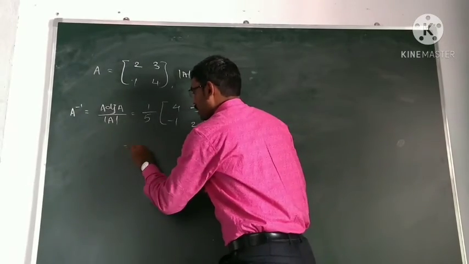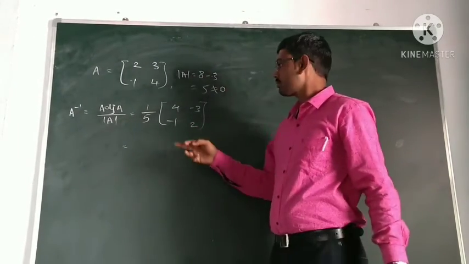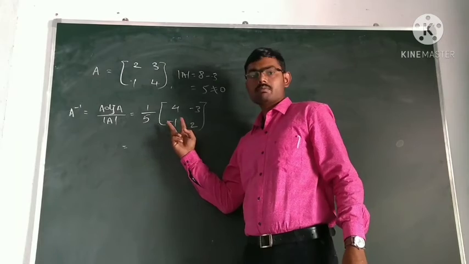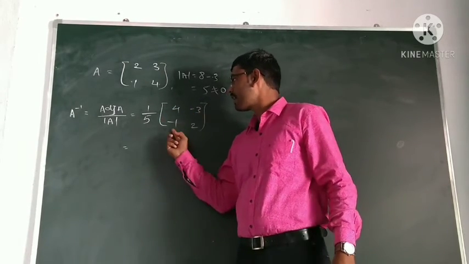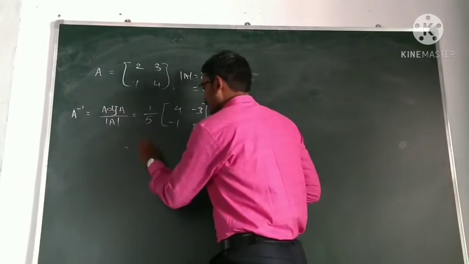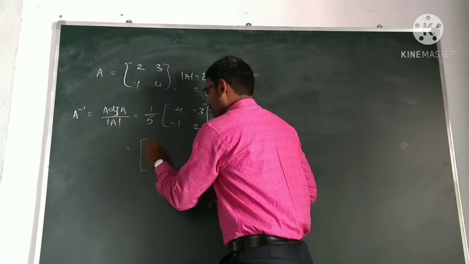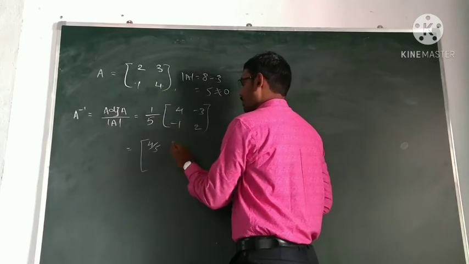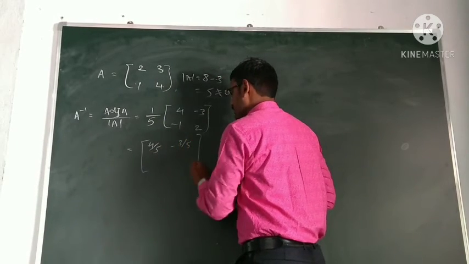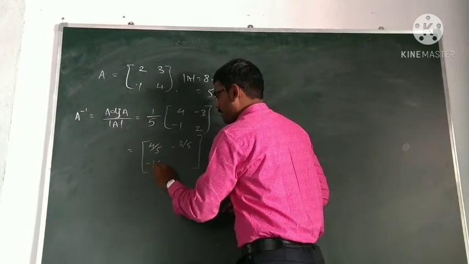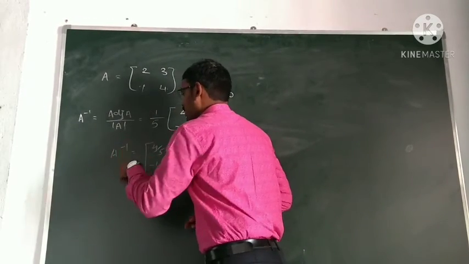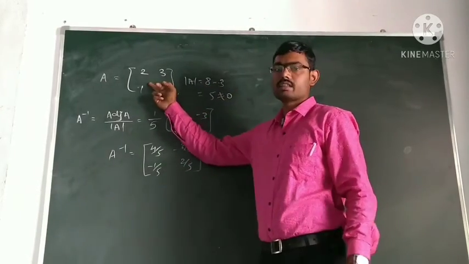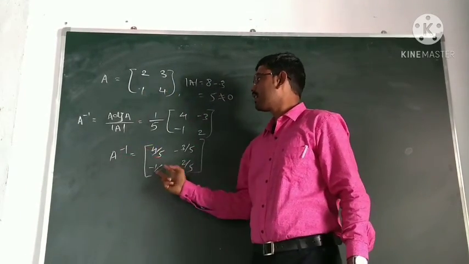So we can write now, 1 by 5 is in multiplication with the matrix. This is a scalar, so you have to multiply each element of the matrix by this scalar. So the matrix becomes 4 by 5, minus 3 by 5, minus 1 by 5 and 2 by 5. This is matrix A, and this is the inverse of this matrix.